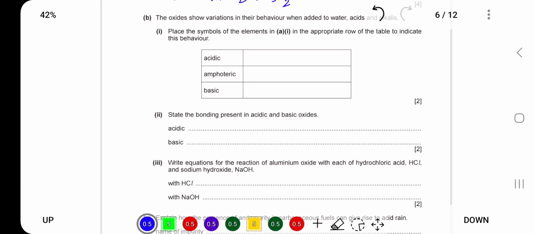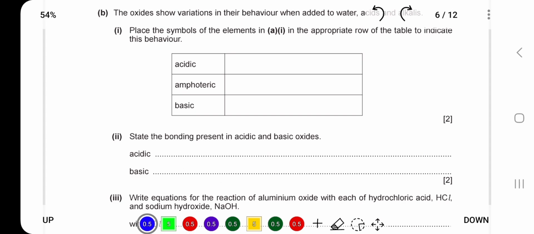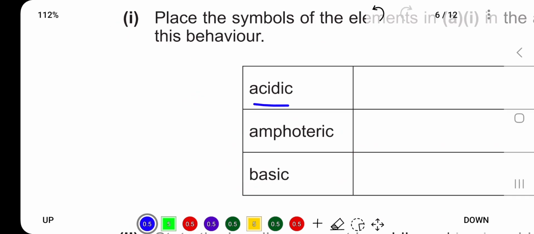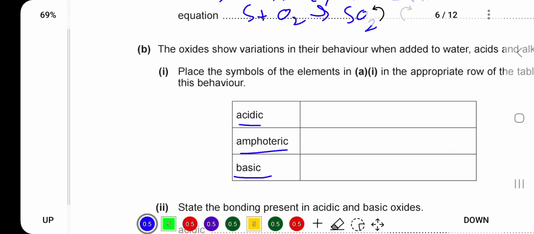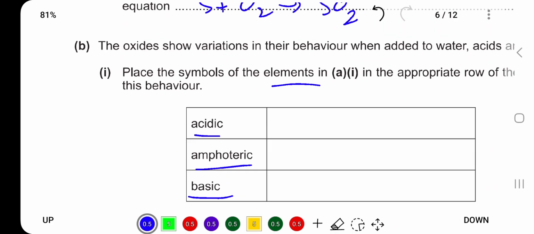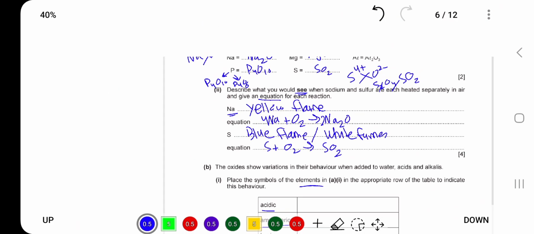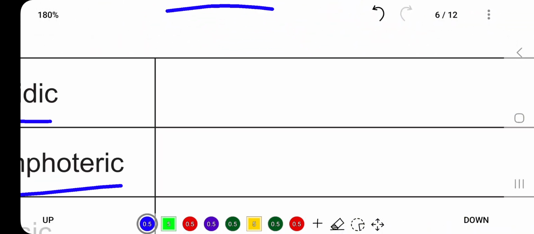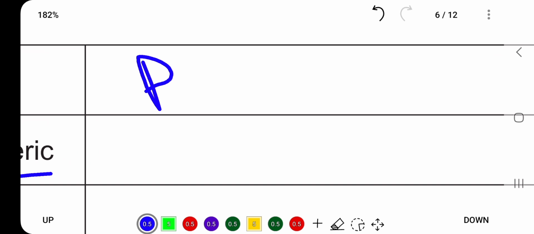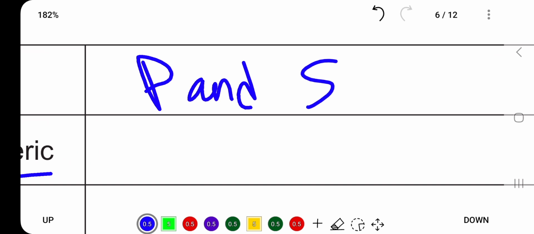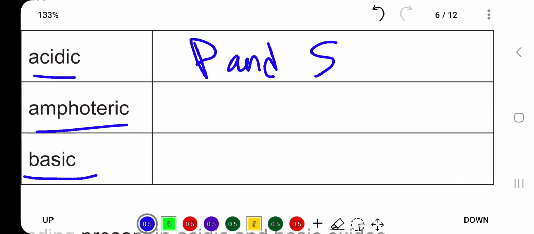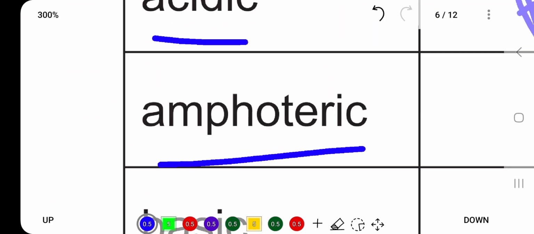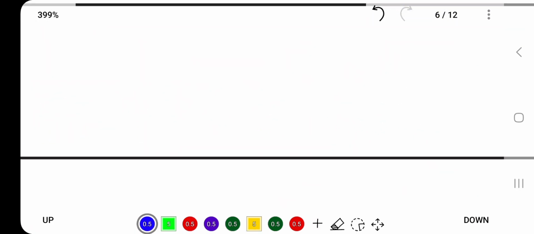Now, part B. Place the symbols of the elements in the appropriate row of the table, okay. So they want which are acidic, which are amphoteric, which are basic, and they want the symbol of elements, not the oxide, just elements. So, okay, P and S. P and S are acidic. Please learn them. Amphoteric is always, whenever we see amphoteric, always remember Al, aluminium.